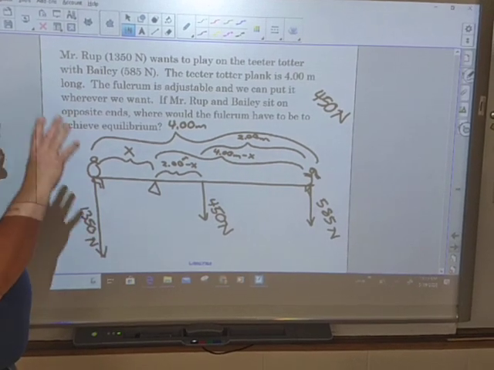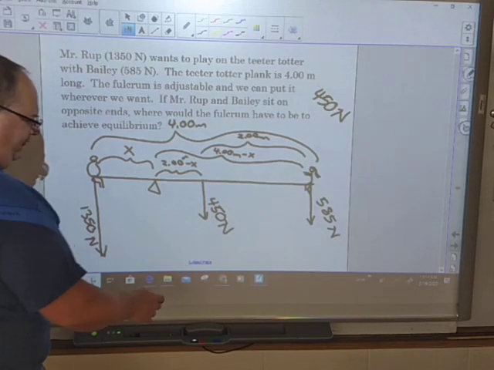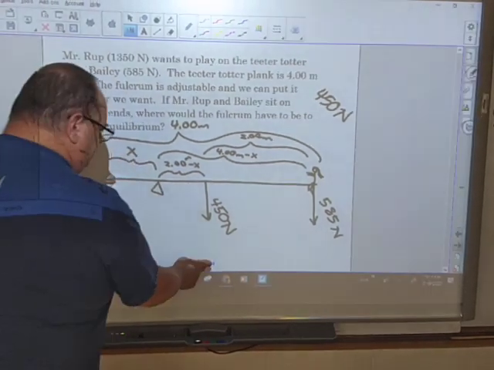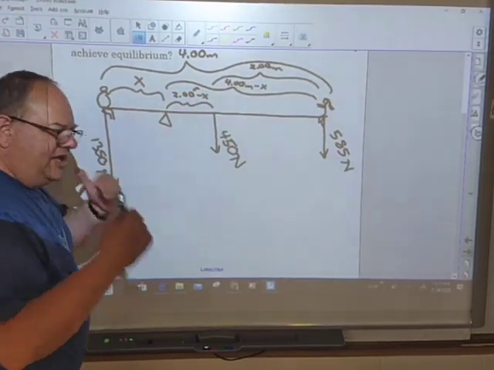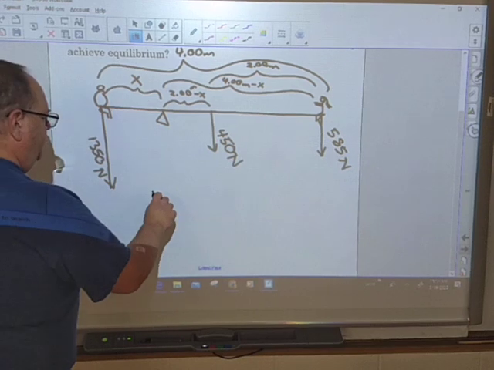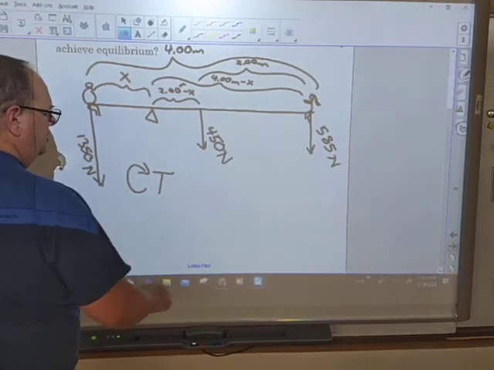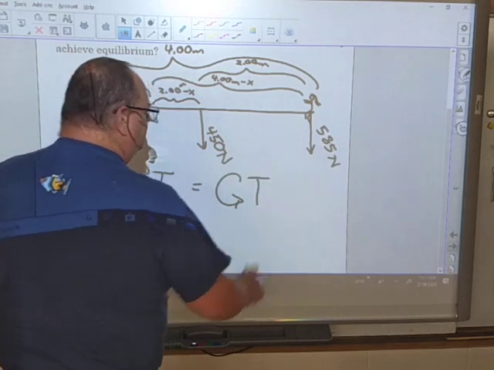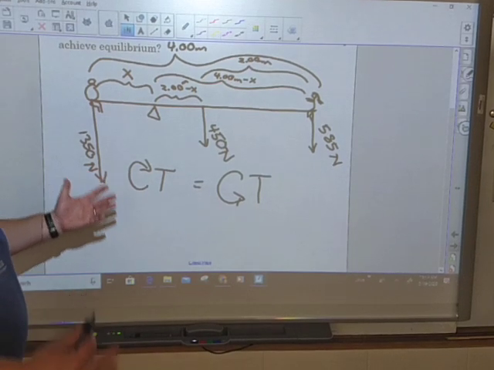If I make a tiny, tiny little diagram, it's not going to be useful to help figure out my problem. So here's what I'm going to do next. I'm going to say it's in equilibrium, which means that all of the clockwise-causing torques have to equal all of the counterclockwise-causing torques. What do I mean?